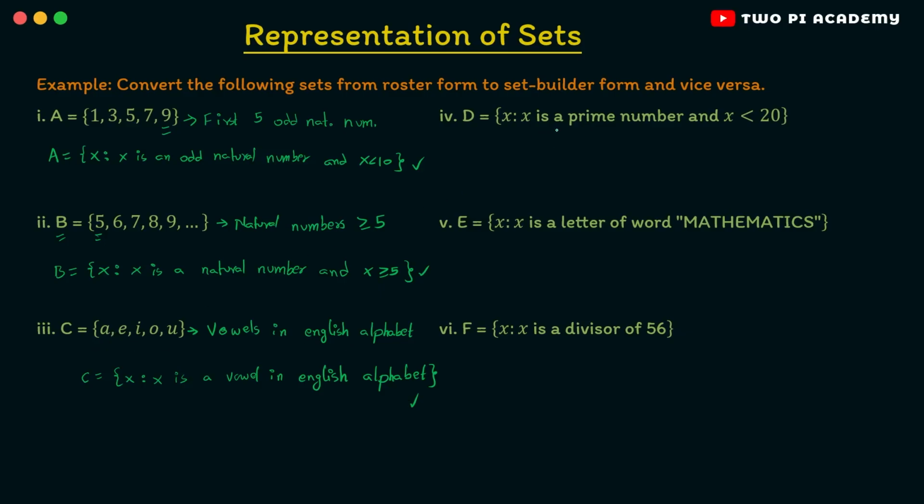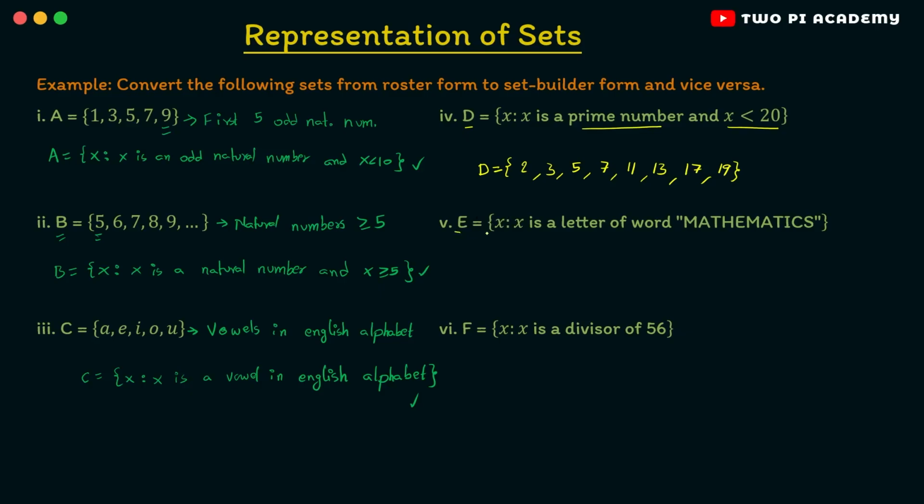Now let's try to convert these sets from this set builder form to the roster form. So here the fourth one is that capital D is the set of all x such that x is a prime number and x is less than 20. So we have to list the prime numbers that are less than 20. They are clearly 2, 3, 5, 7, 11, 13, 17 and 19. And now you have to separate them with commas and enclose within curly braces. So this is the roster form representation of the set capital D.